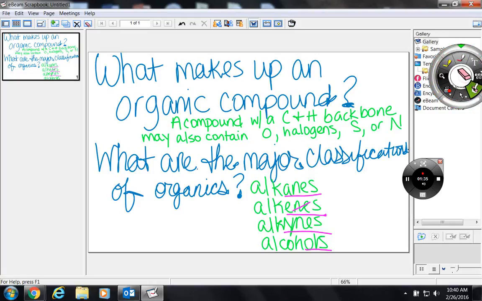You're going to notice that I underlined something. The endings. The endings are going to be important here in a bit. Okay? And we'll get to that. All right? So, an organic compound has a carbon and hydrogen backbone, and it also contains oxygen sometimes, halogen sometimes, sulfur and nitrogen. And we've got some major classifications: alkanes, alkenes, alkynes, and alcohols. We're going to talk about those first.